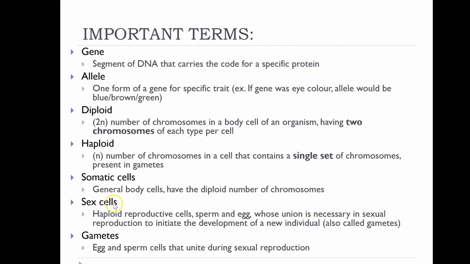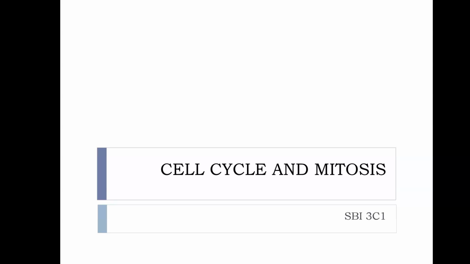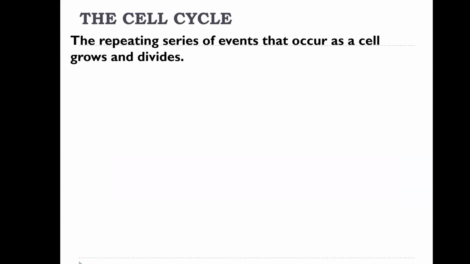Sex cells are also known as gametes. And gametes are, again, the same thing, egg and sperm cells that unite during sexual reproduction. So, the cell cycle. We want to talk a little bit about what happens in the cell during its lifetime. The cell cycle is basically a repeating series of events that occurs as a cell grows and divides. There's a number of different phases, but the first phase of the cell cycle is known as the interphase.